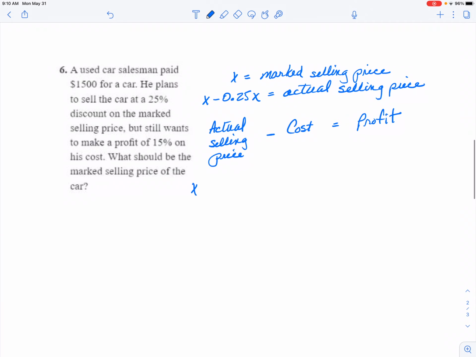All right, so the actual selling price is the marked tag price after we discount it by 25%. The cost is this $1,500 that he has in the car already. And the profit, he wants a 15% profit on his cost. Okay, again, that's the hard part. Once you get that part done, here are these two like terms that we're going to combine, and don't forget that this is a 1.00x.